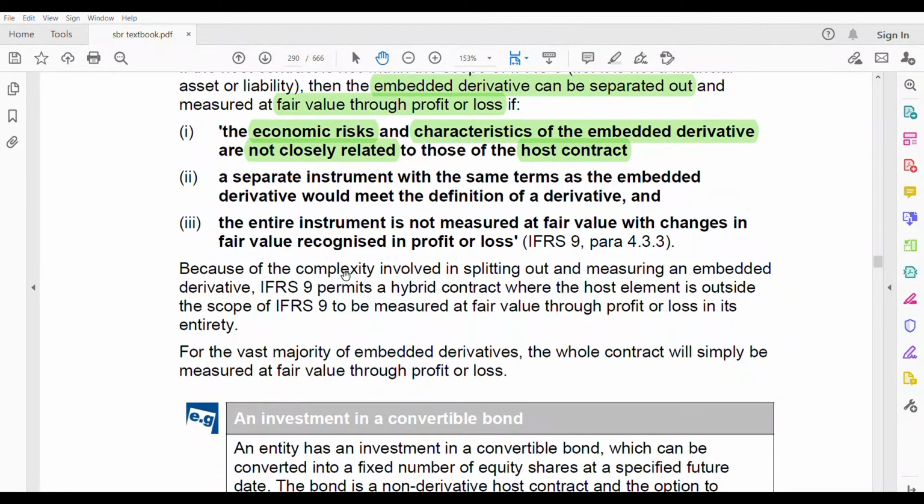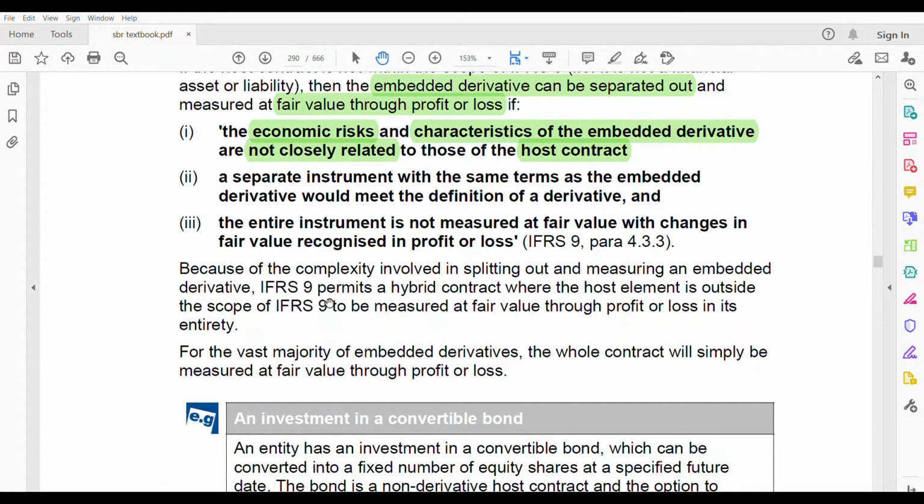Because of the complexity involved in splitting out, it's not easy to split out and measure an embedded derivative. IFRS 9 permits a hybrid contract, where the host element is outside the scope of IFRS 9, to be measured at fair value through profit and loss in its entirety, because it's hard to split out.